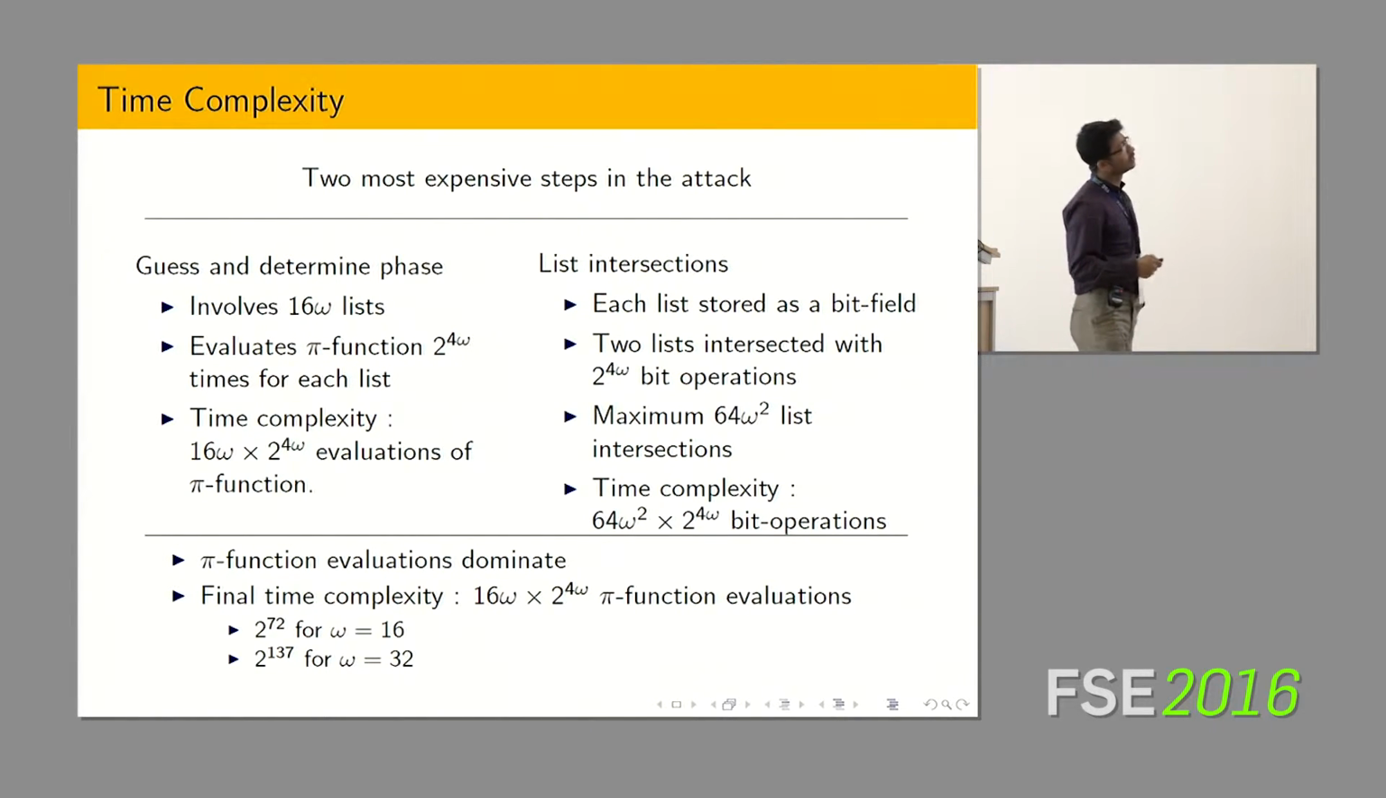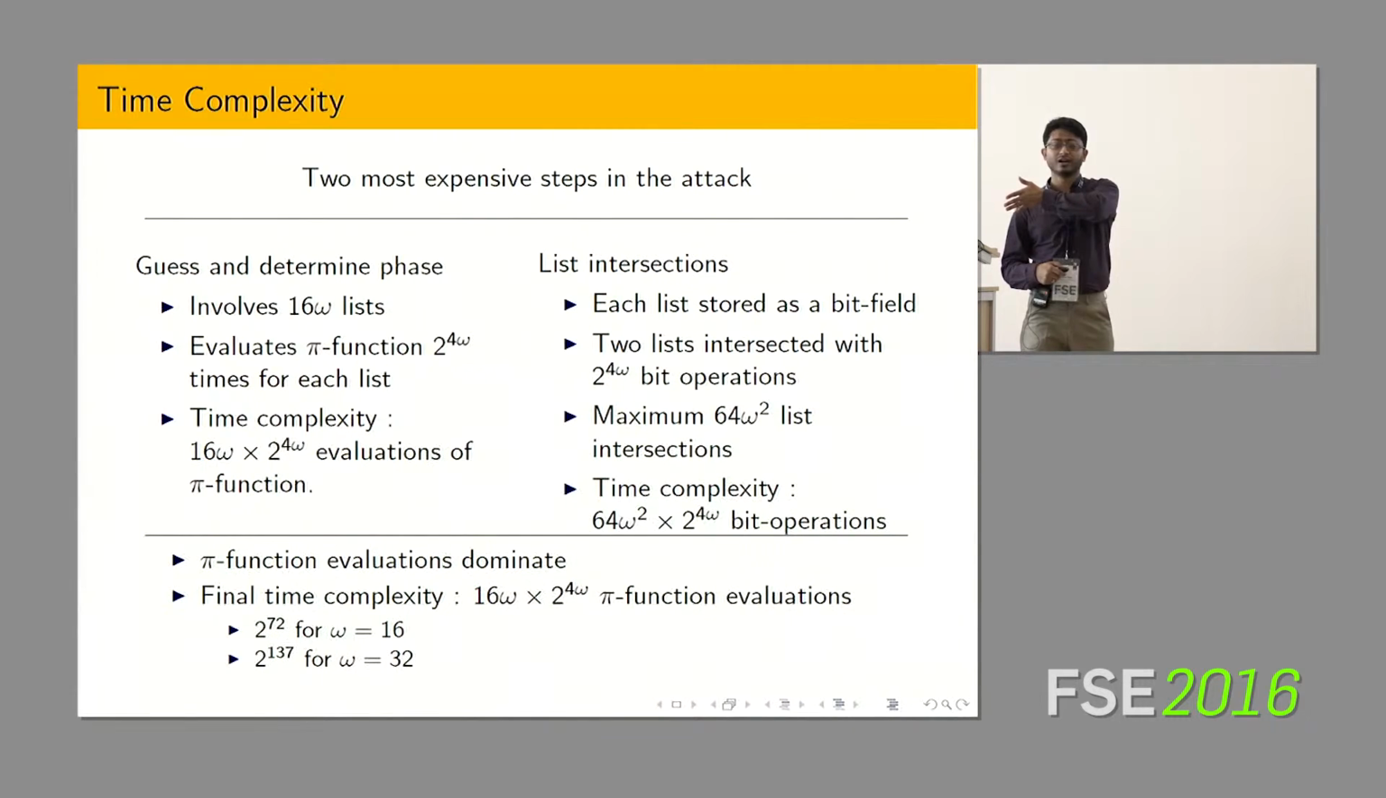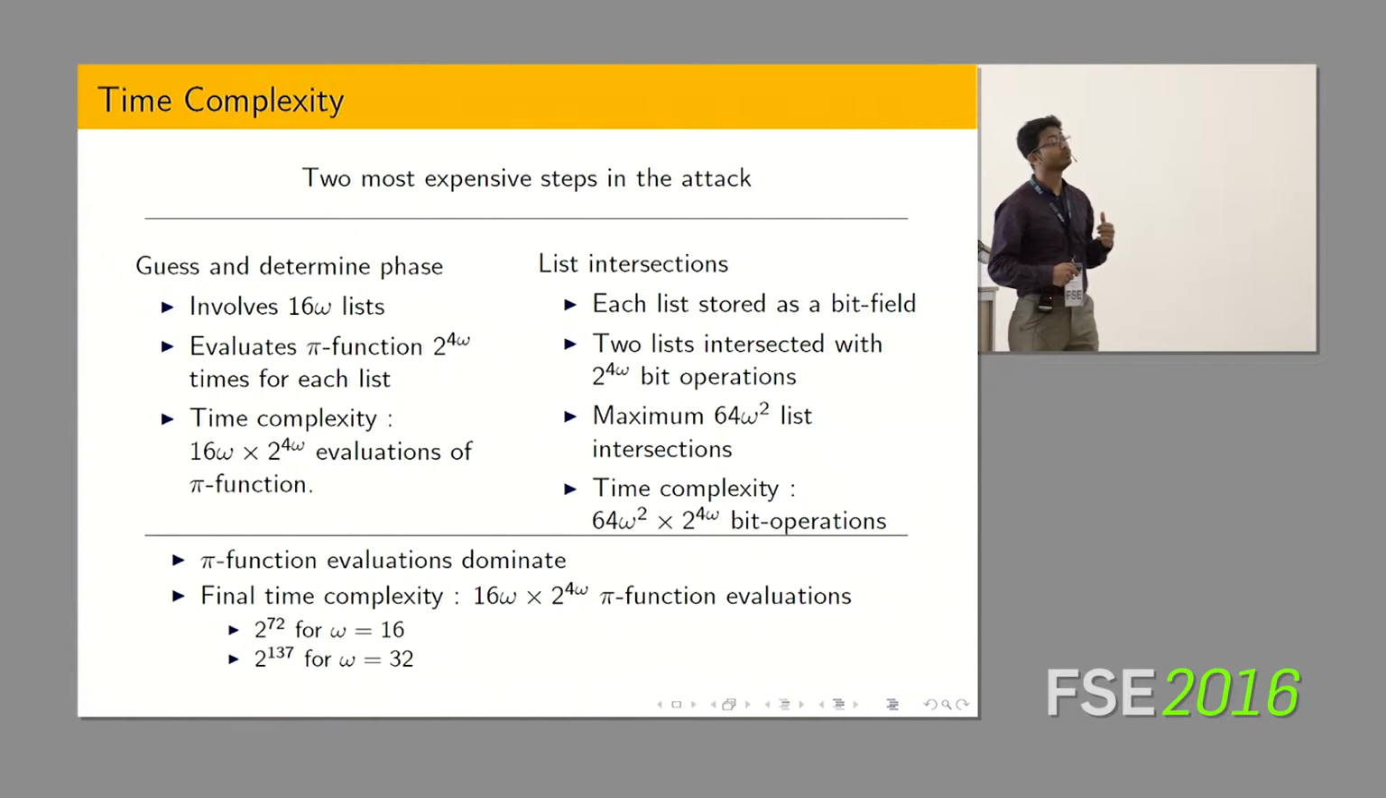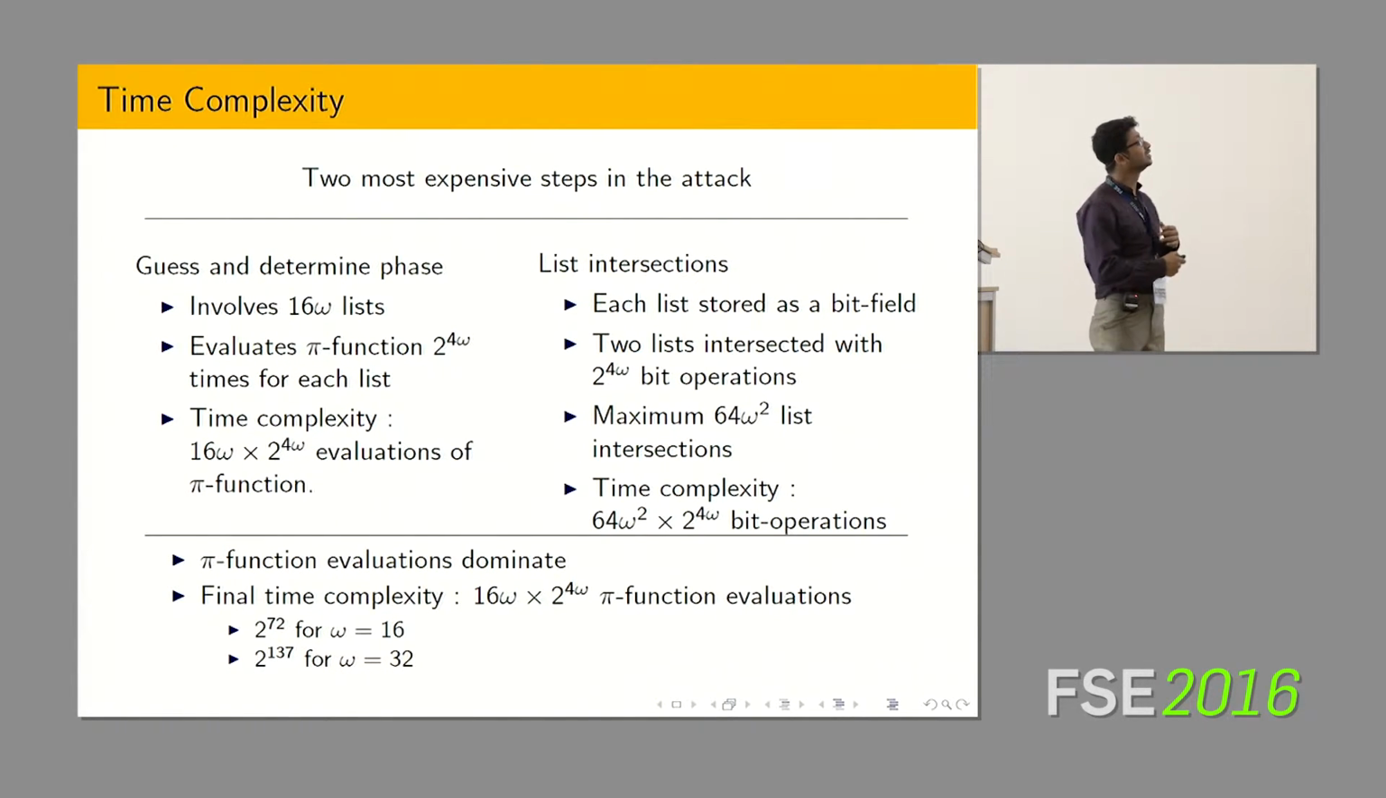So obviously, we do it for 16 omega lists, and every time we have to compute this pi function in the inverse direction for 2 to the power 4 omega guesses of O2. So this comes to this many evaluations of the pi function.